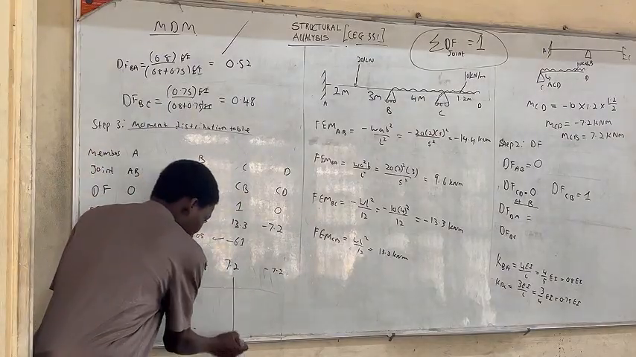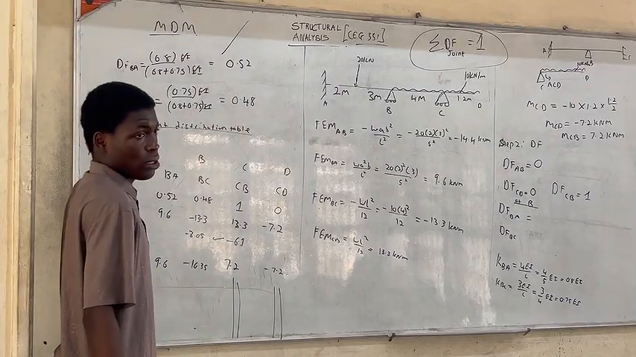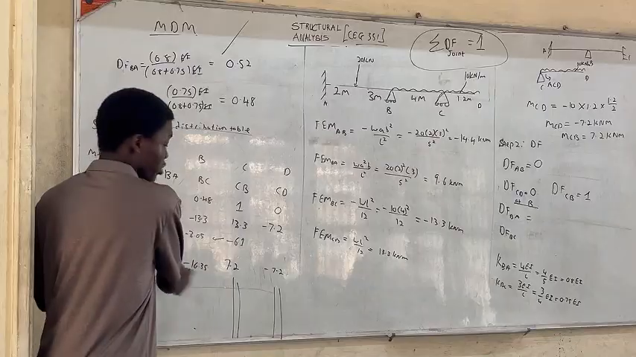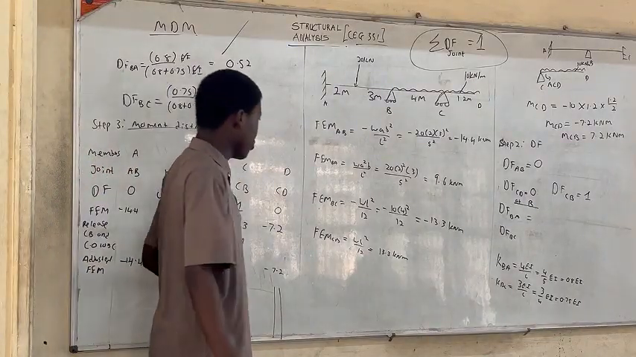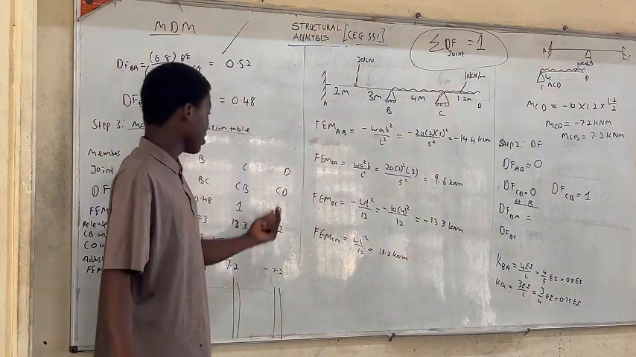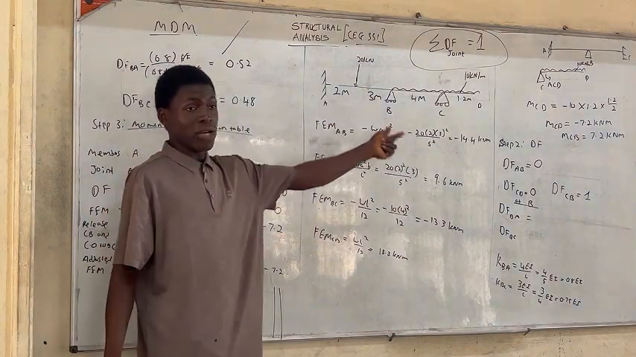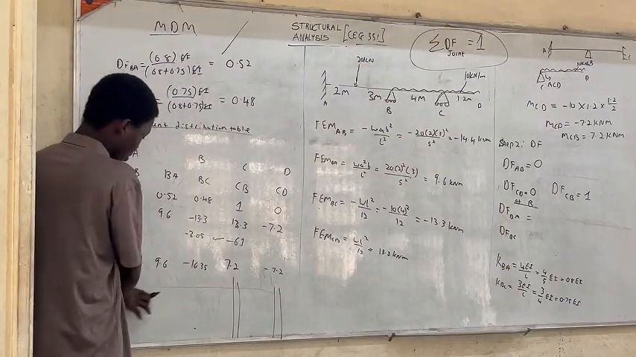I'm not doing anything else to these, so they are going. Everything else that I'm doing will be for the rest of them, because we already know that the moment at C should be 7.2, which will drop, and the moment at this C should be minus 7.2. So I don't have business with these. So these are my values.